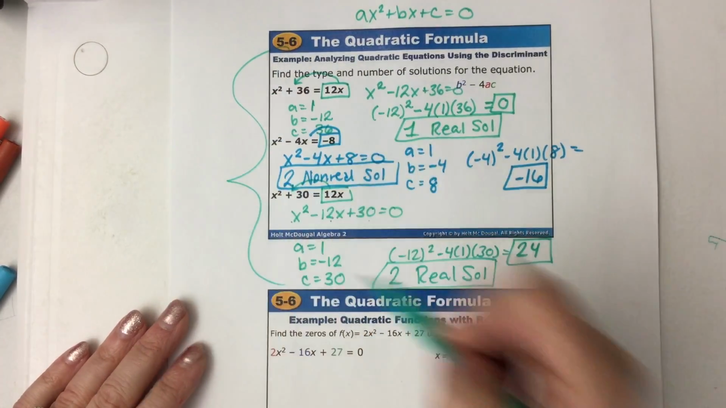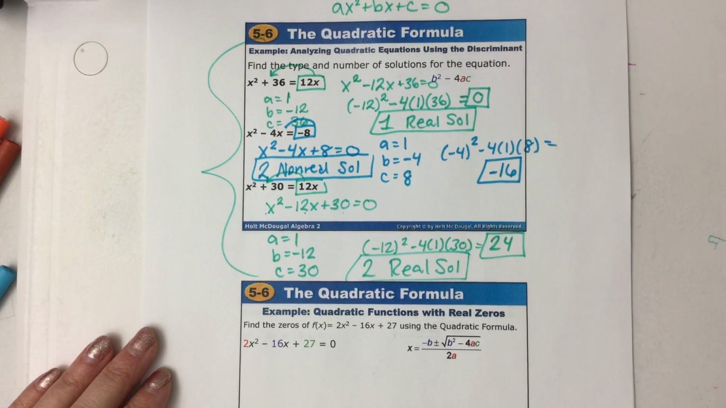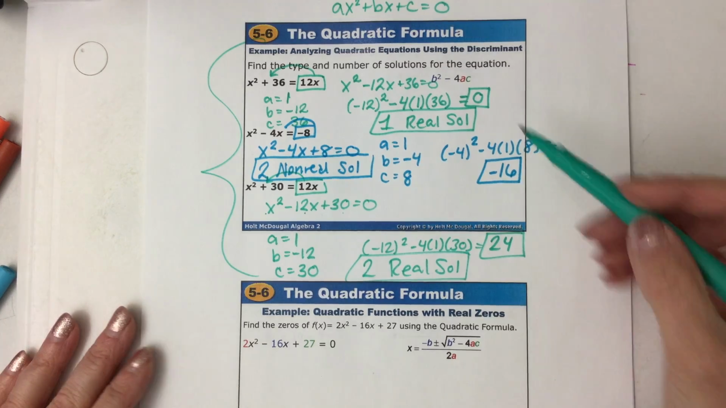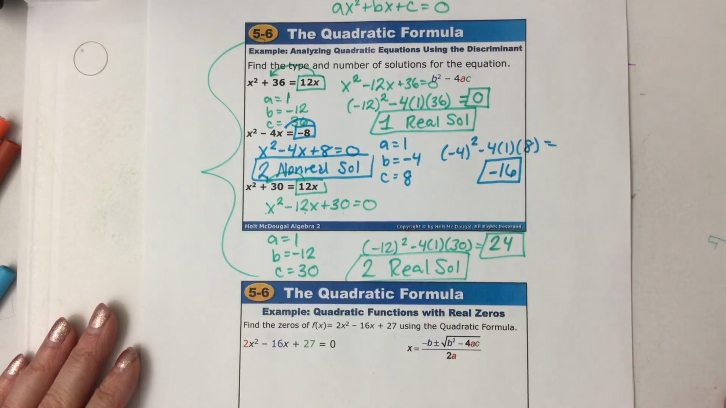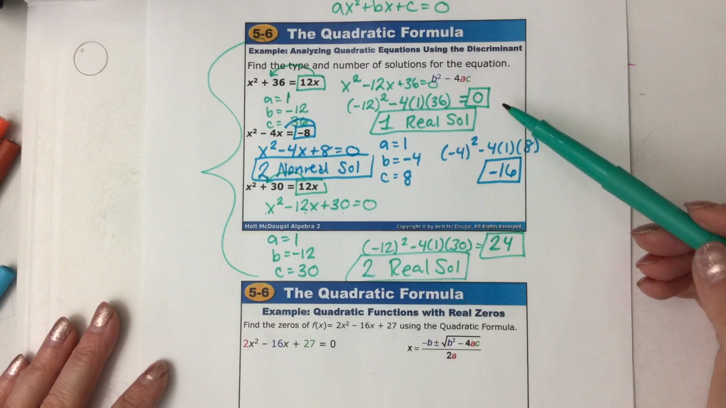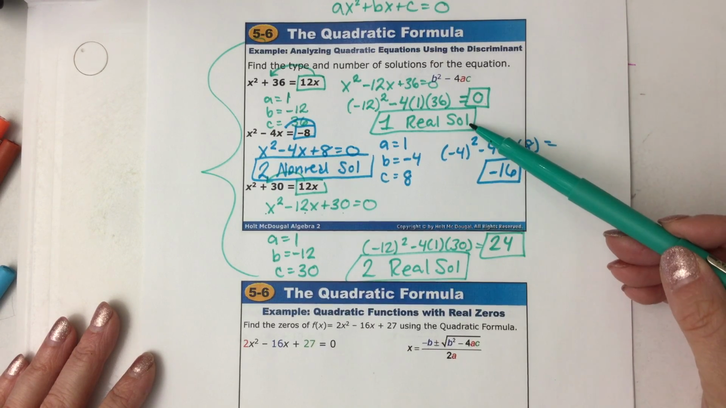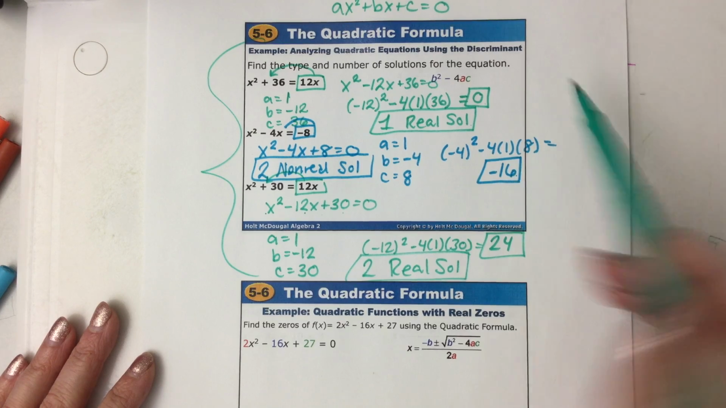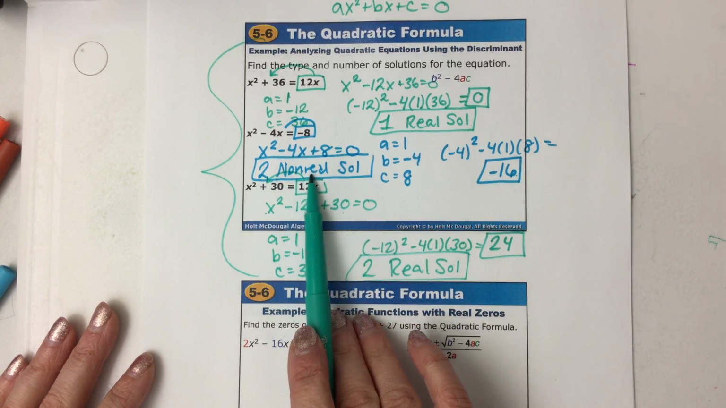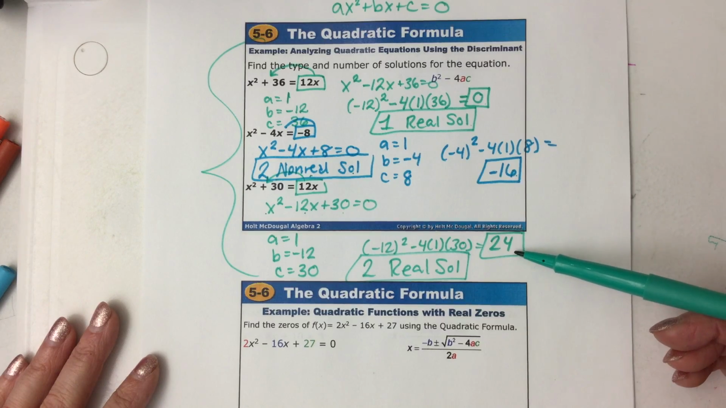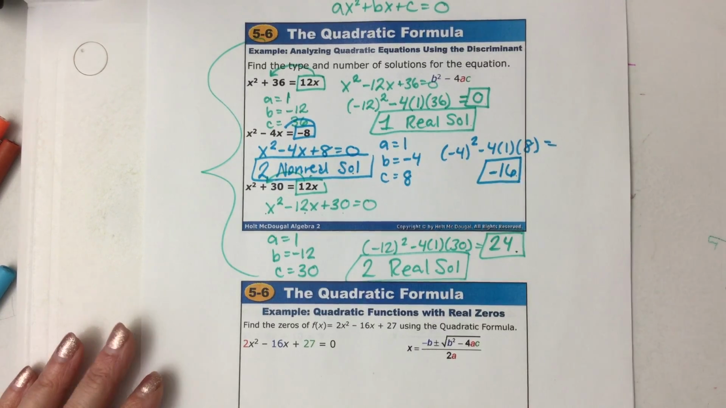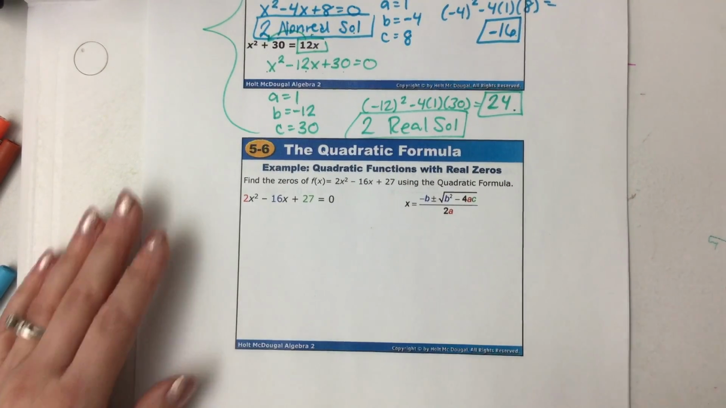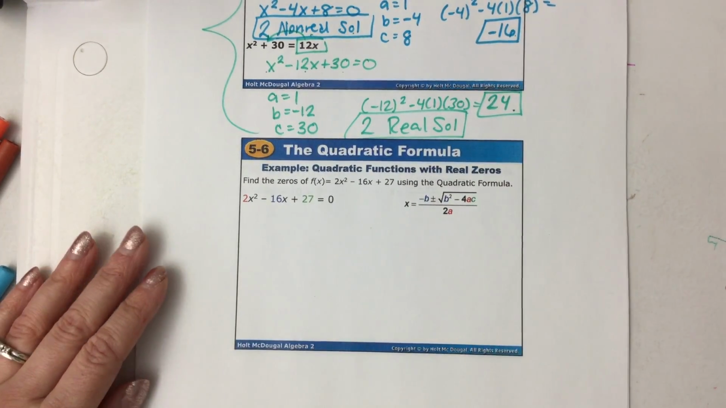You will find questions in the homework that are just like this. They want you to find the discriminant. Okay, so that is just your one number. Then they want you to find the type and number of solutions. If your discriminant is 0, it's one real solution. If your discriminant is negative, it's two non-real or imaginary solutions. If your discriminant is positive, it's two real solutions. Once you know how many solutions and what kind, we go ahead to the full quadratic formula.